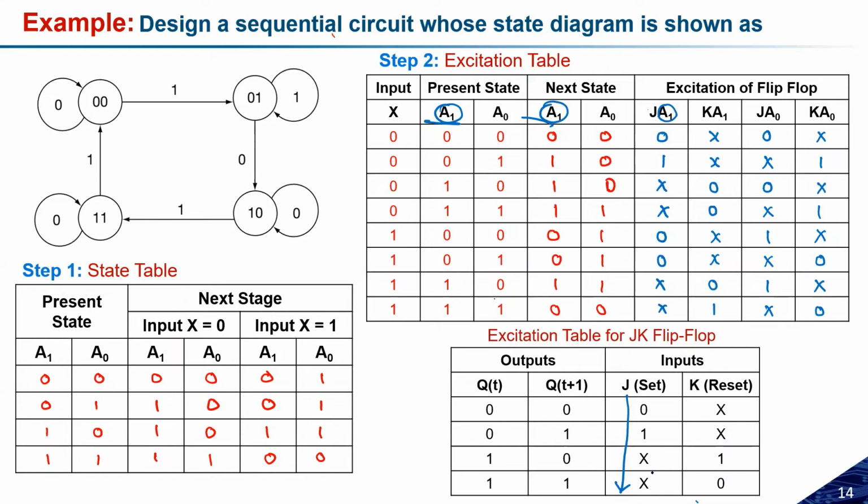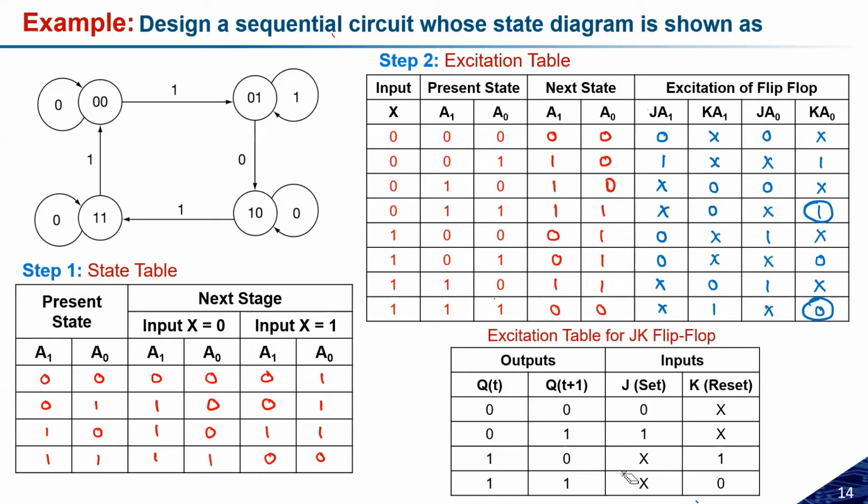Excuse me. Yeah, please. Sir, in the KA0, the fourth one and the last one are wrong. Fourth one and the last one. You're saying this one and this one? Yes, sir. Okay, let me check it out.